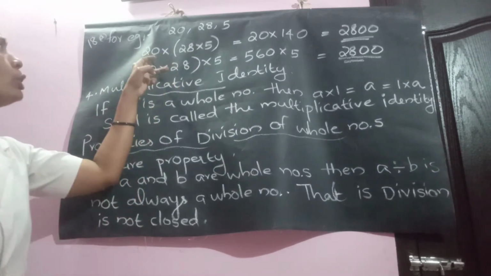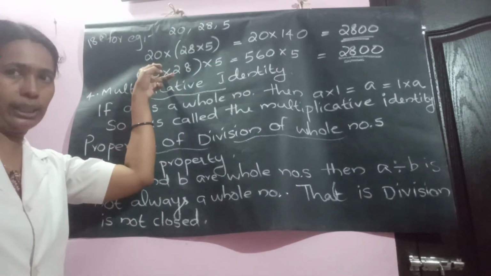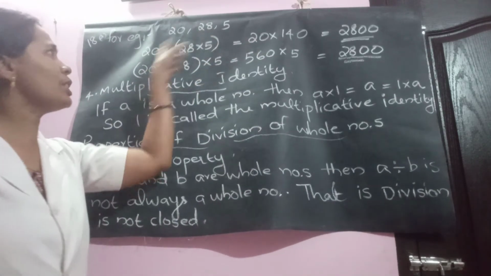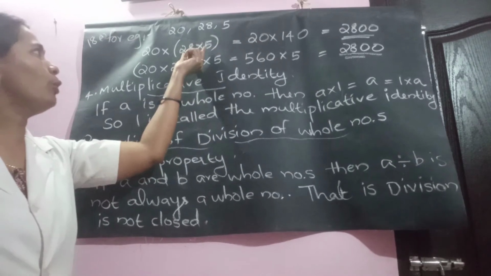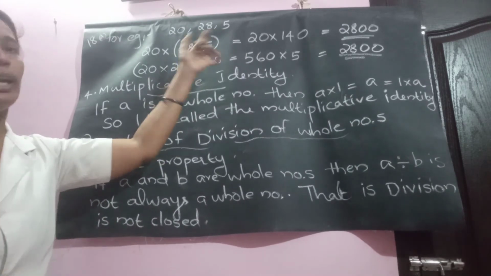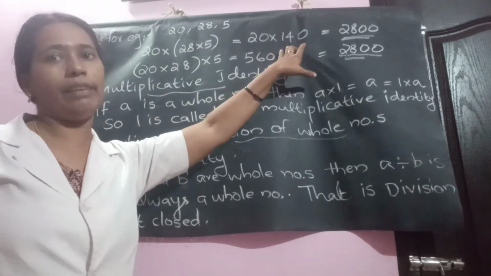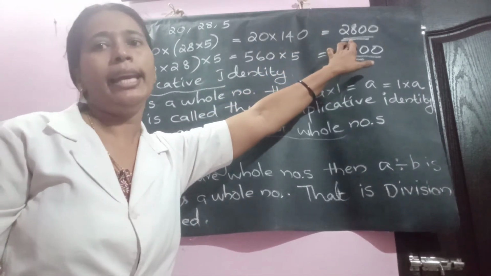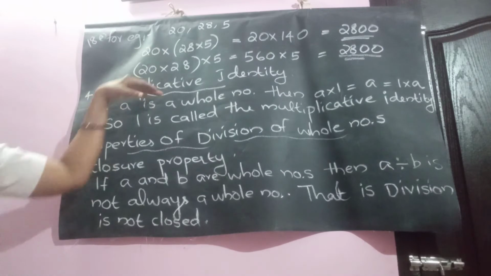So 20 is the first number, A, the teacher has taken. The remaining 2 the teacher has grouped. So on the right side what you have to do? First 20 has no change, you write it down, into the product of 28 into 5. 28 into 5 is giving 140 to us. So which is equal to 2800. Okay. Similarly, the other way you find out.